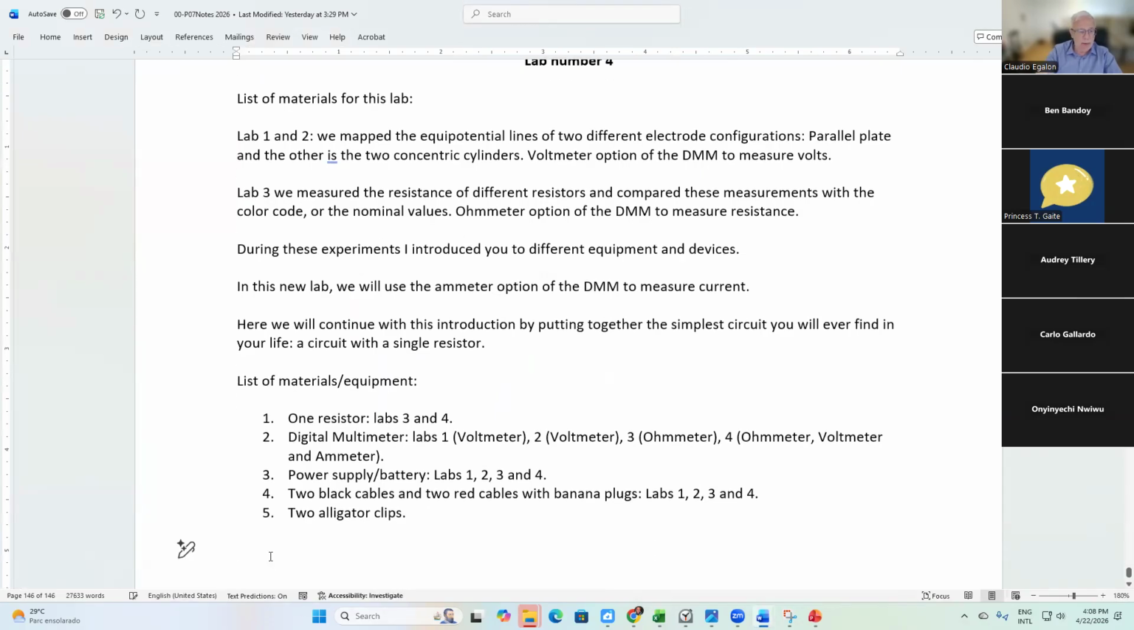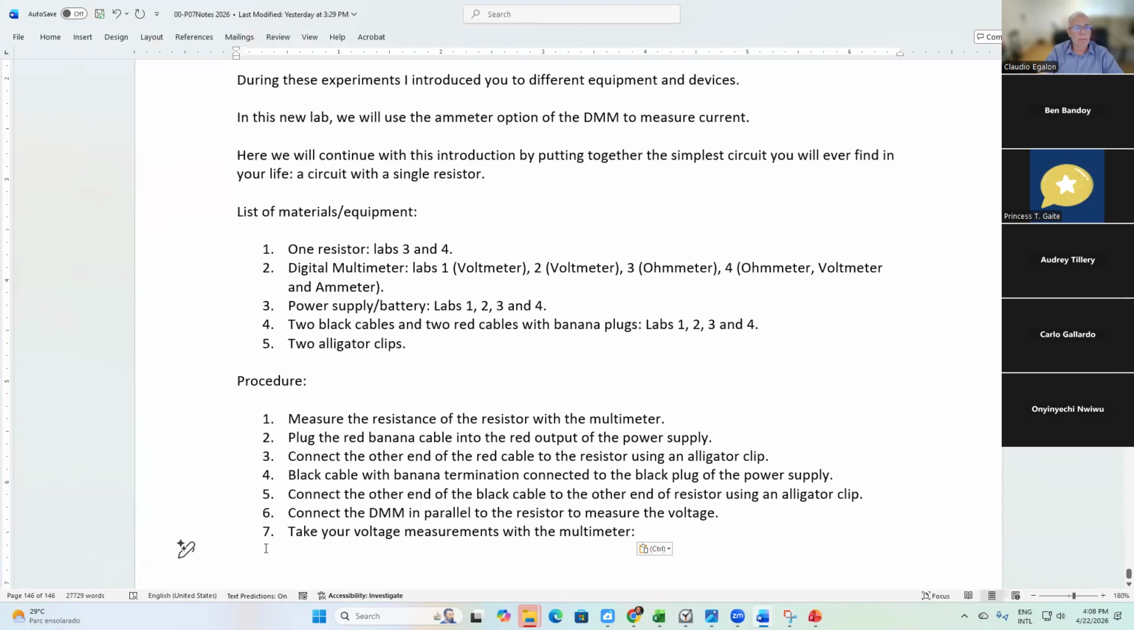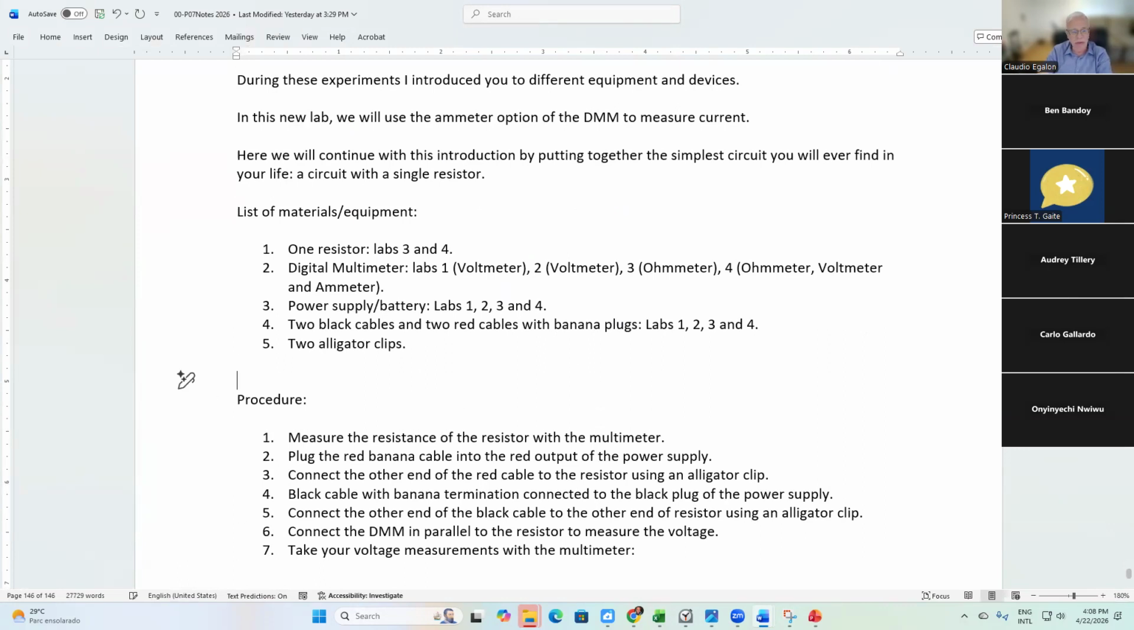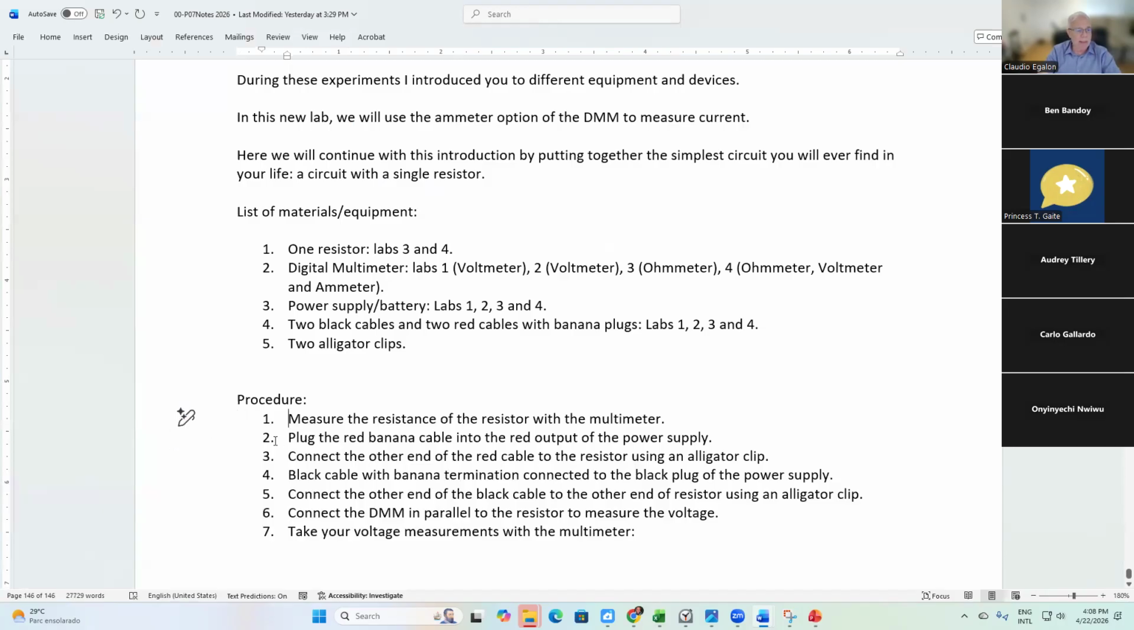List of materials, here you go. Procedure: measure the resistance of the resistor with the multimeter. Plug the red banana cable into the red output of the power supply. Connect the other end of the red cable to the resistor using an alligator clip.